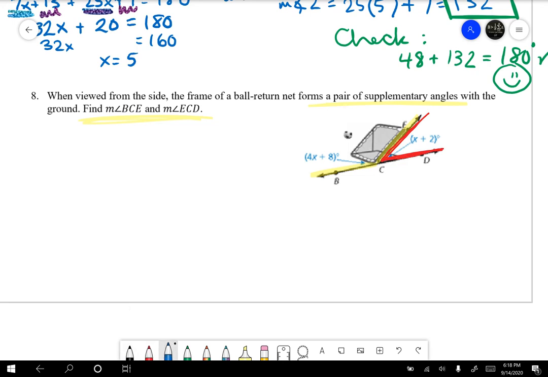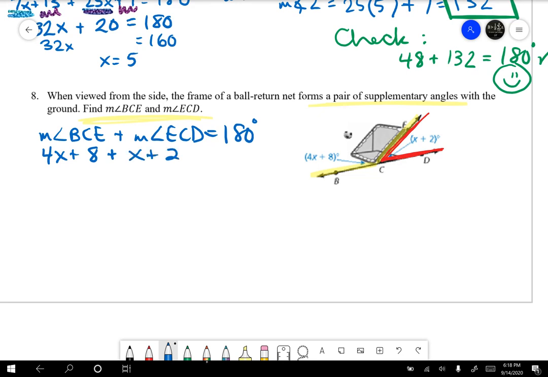But again, the definition of supplementary angles means if I add those two angles together, the measure of BCE plus the measure of ECD, it equals 180 degrees. There you go. And they're also adjacent. So BCE is labeled 4x plus 8. ECD is labeled x plus 2.